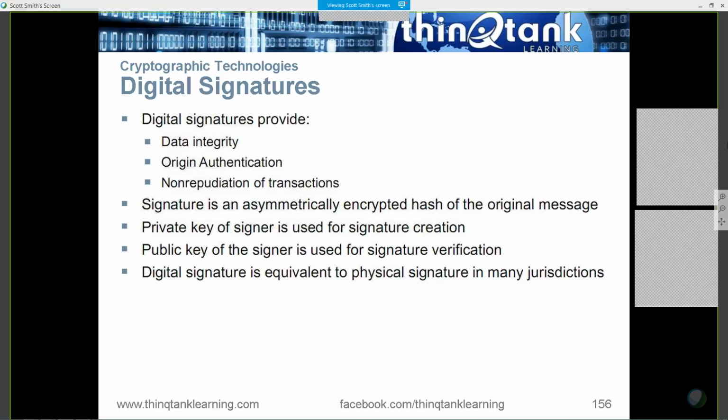The private key of the signer is used to create the signature because only the signer knows that key. So you can tell the signer, sign this data with your private key. I'm going to decrypt it with your public key to verify that it was signed by you, and there's no way you can deny it because you're the only one that knows that private key. All right?